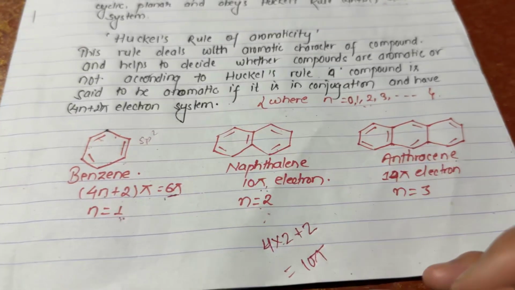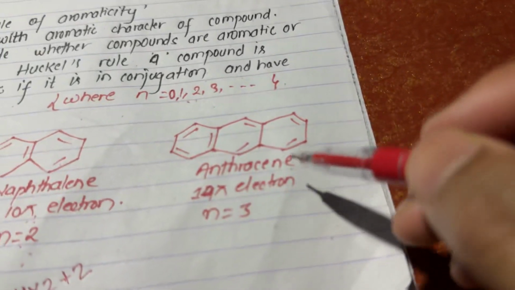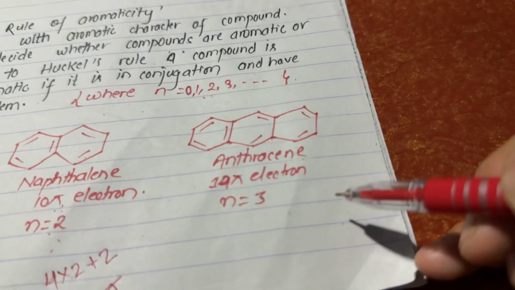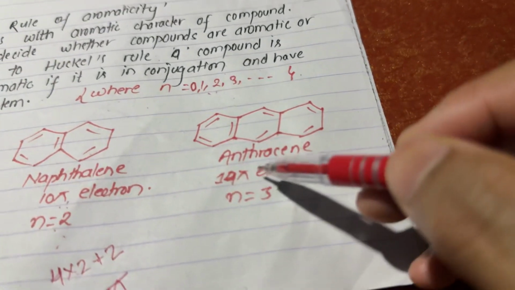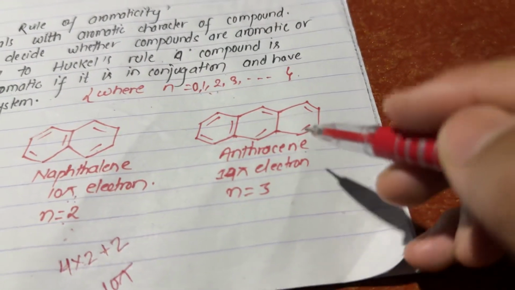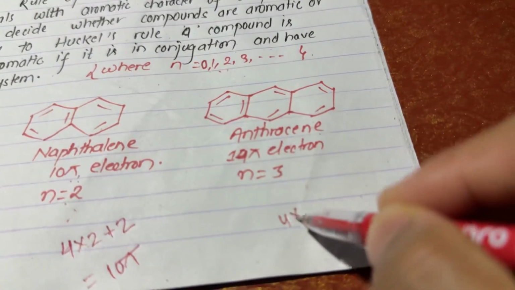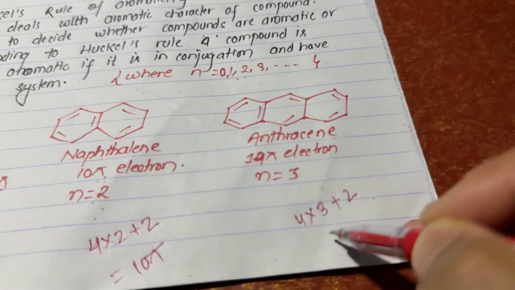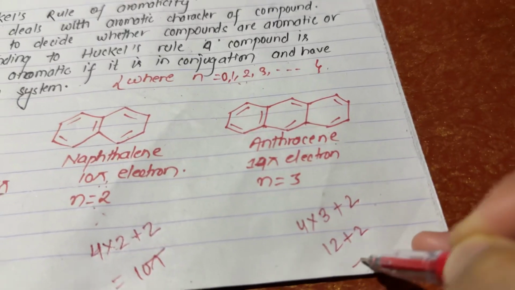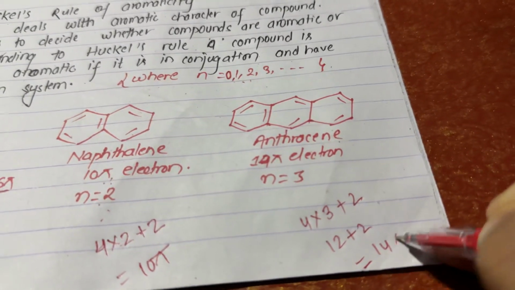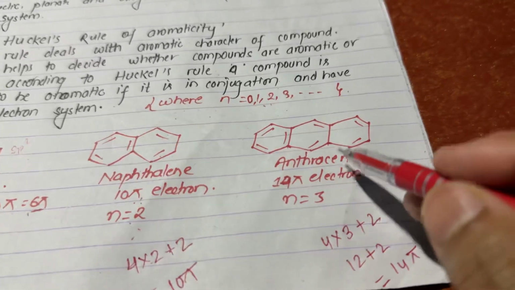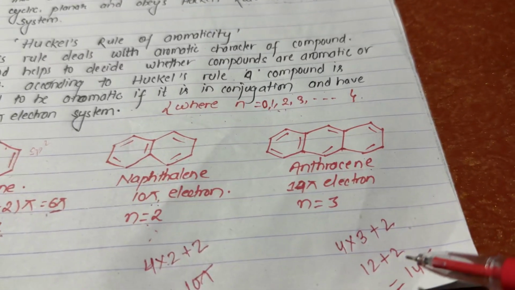So this is aromatic. In the same manner, in anthracene, there are 14 pi electrons. When n equals 3, we will get the value 14 pi electrons in the 4n+2 pi electron system. 4 into 3 plus 2, that is 12 plus 2, that is 14 pi electron system. That's why anthracene is also an aromatic compound.